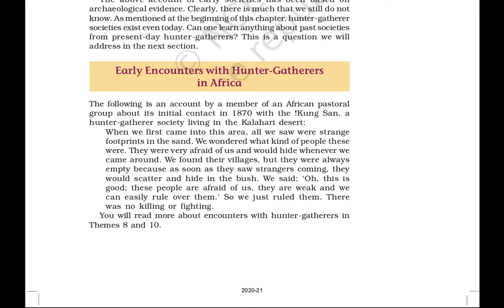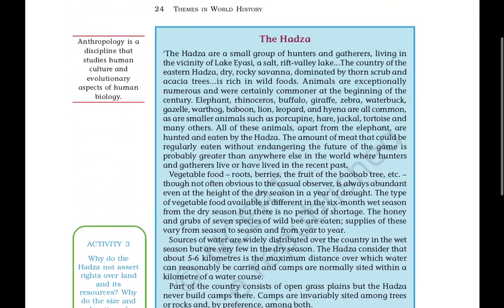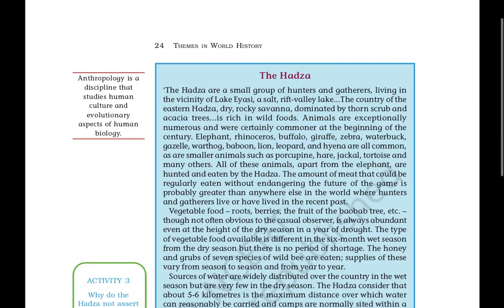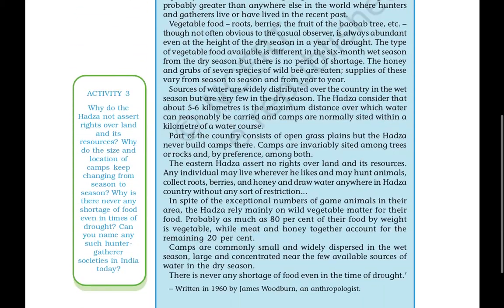We will read more about encounters with hunter gatherers in themes 8 and 10. Anthropology is a discipline that studies human culture and evolutionary aspects of human biology.